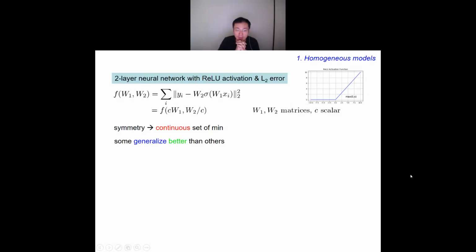And some of these minima actually generalize better than others. Arguably, the flatter ones generalize better. By flatness, I mean this: if you look at the Hessian of this objective function, it describes the local geometry of your energy landscape. If you have smaller eigenvalues of the Hessian, then the landscape is flatter nearby. The question is, which one of these minimizers will we actually get after training?